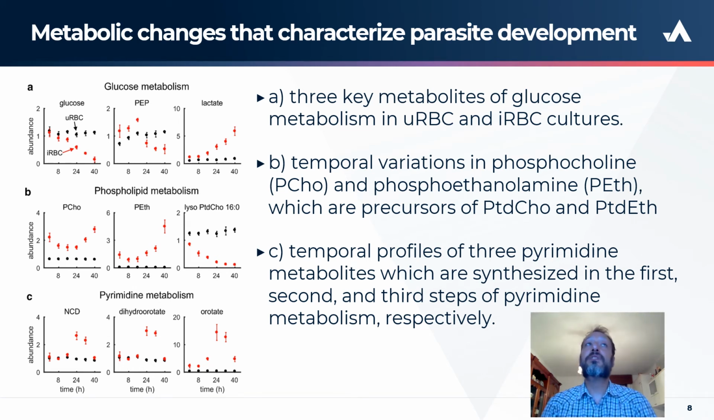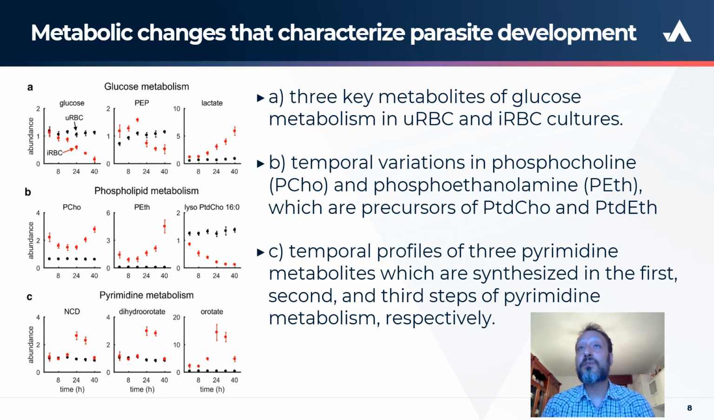So then the researchers decided to study the metabolic changes that characterize parasite development. So this section considers the metabolic changes in infected red blood cells and uninfected red blood cell cultures that capture the development of the parasite during the intra-erythrocytic developmental cycle. And figure A shows three key metabolites of glucose metabolism in uninfected red blood cells and infected red blood cell cultures. And as you can see, glucose remains stable in the uninfected cultures, whereas it decreased roughly linearly in the infected cultures, ultimately becoming exhausted at the end of the intra-erythrocytic developmental cycle.